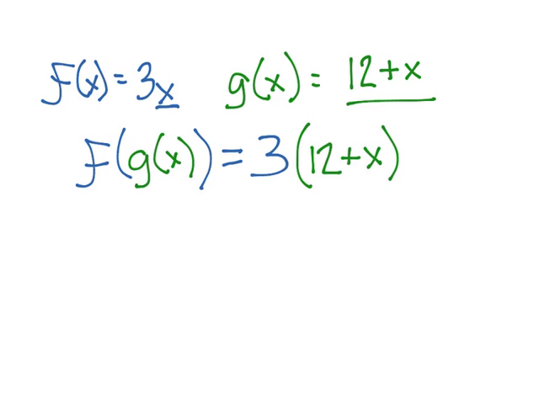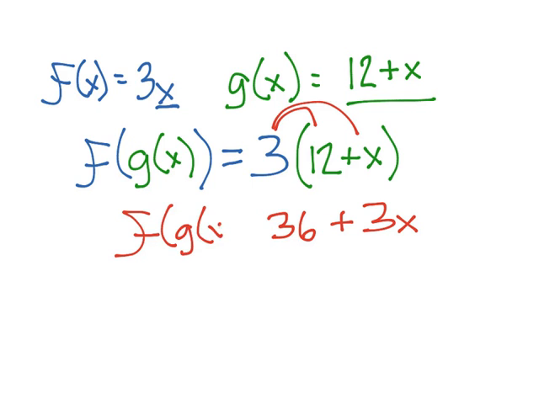We can continue to simplify this by following the distributive method. 3 times 12 gives us 36. 3 times x gives us a positive 3x. So the total value for f of g of x is 36 plus 3x. This can then be extended to values within the function g of x. Let's look at another example.